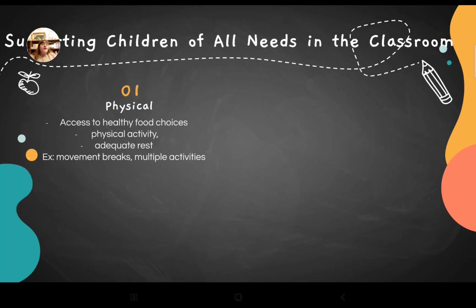So there are four main needs that children need to be supported in the classroom, and one of them is physical. All students should be able to have access to healthy food choices, physical activity, and good rest. Examples include having movement breaks just to take a break from learning or include that in their learning, and having multiple activities for them to do that are learning activities.